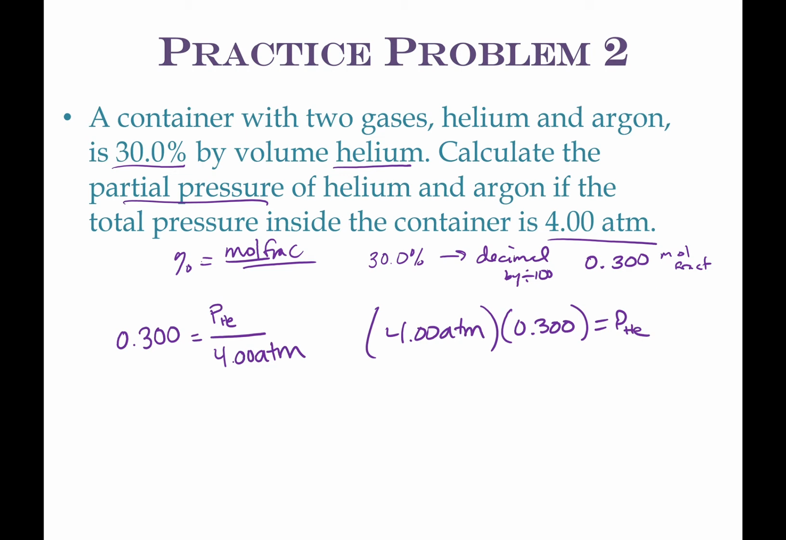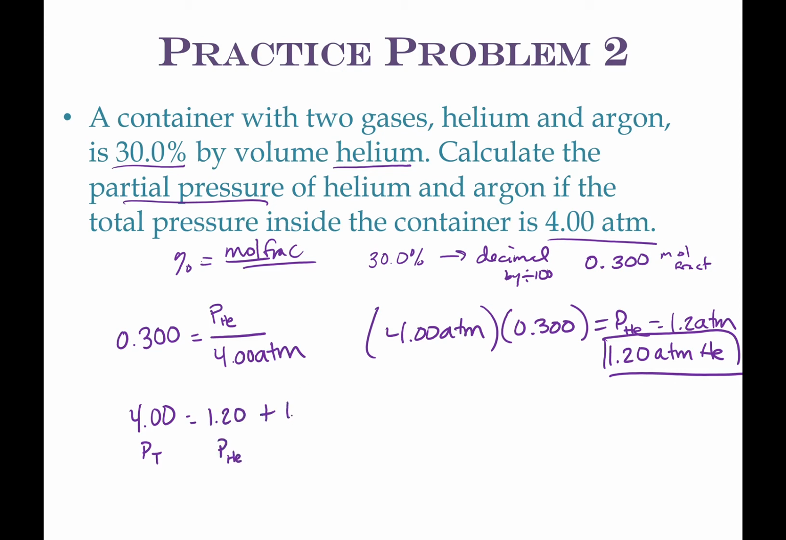So 0.3 times 4 gives us 1.2 atmospheres, and it would end up being 1.20 atmospheres of helium. Now, how do we figure out that of argon? Well, there's a couple different ways. We know that the total pressure is 4, that's PT, and we know the partial pressure of helium is 1.20.